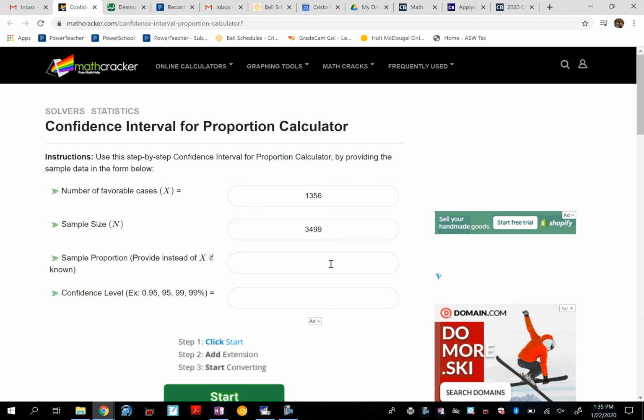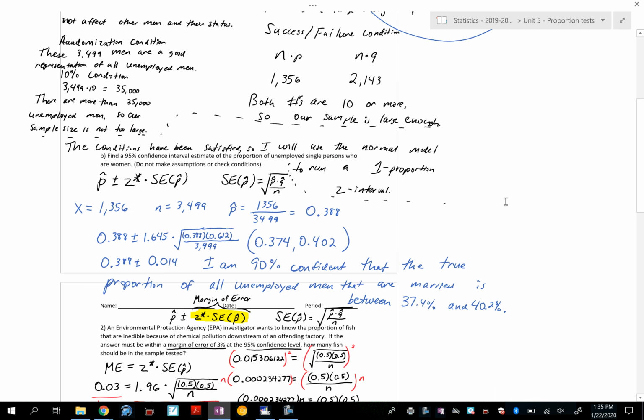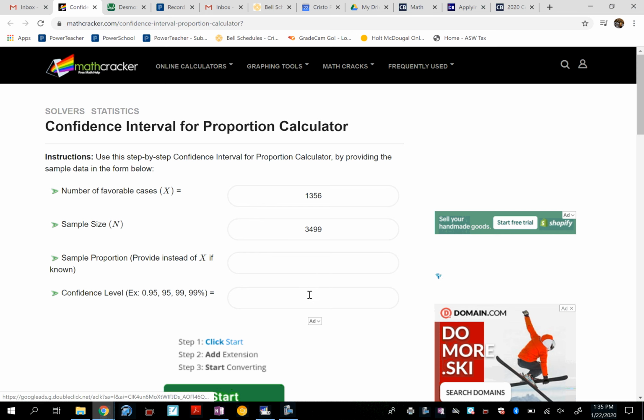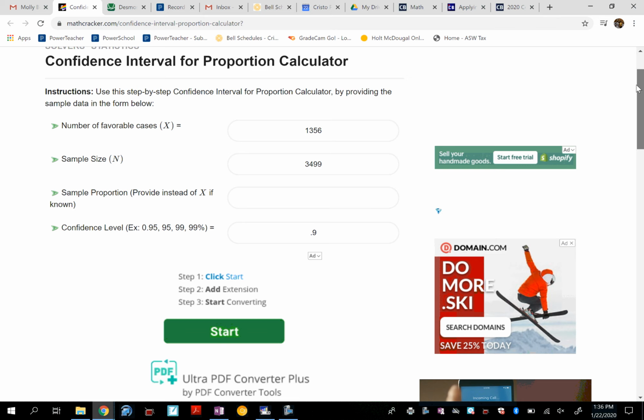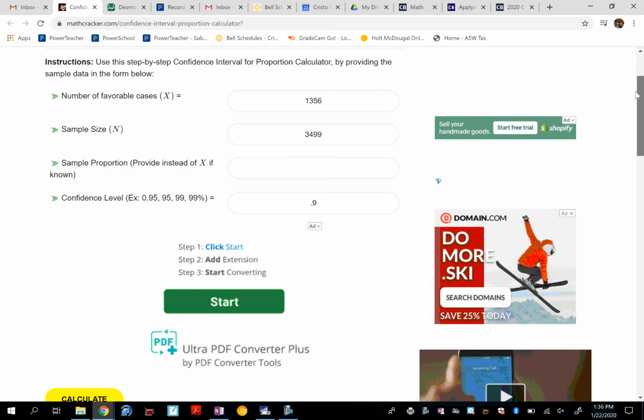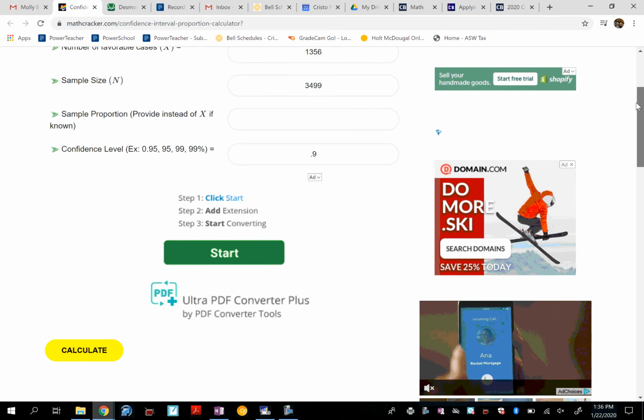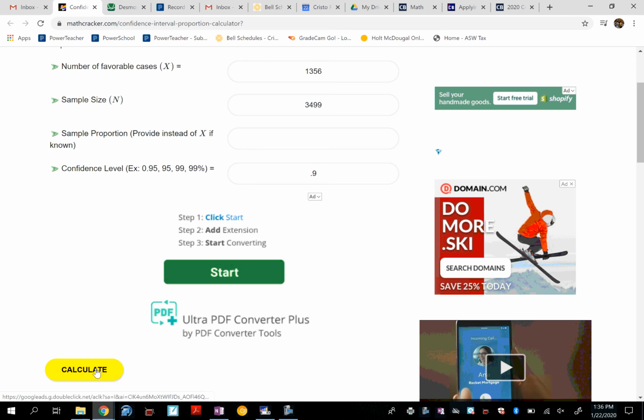What level of confidence did we use? 90%, right? So I'm going to type in, I always like to do decimals, 0.9. And when you're ready, don't click start. You do not need a PDF converter, or maybe you do. Do it on your own time. And then hit calculate. Let's see if this works. Maybe they want you to use commas.